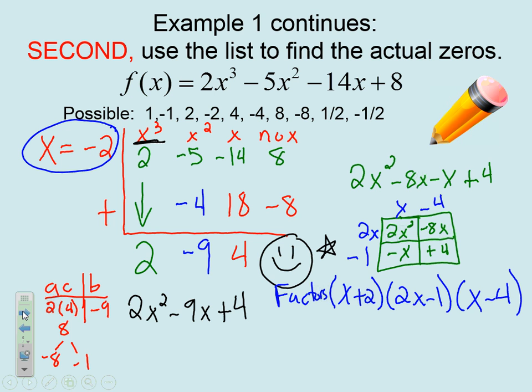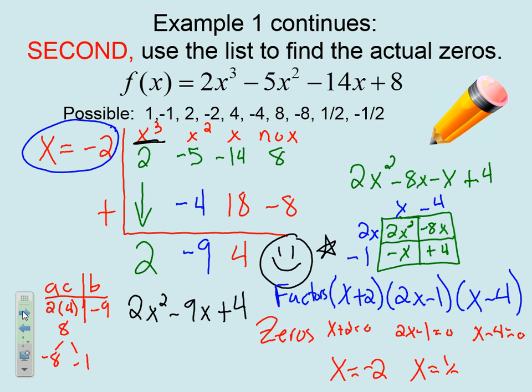Now if I want to find my zeros, all I'm going to do is set each of these equal to 0. So x plus 2 equals 0, 2x minus 1 equals 0, x minus 4 equals 0. So x equals negative 2, x equals 1/2, and x equals 4. These are my 3 zeros, which I need. I need to have 3 answers because my largest exponent is 3. There's all of example 1.